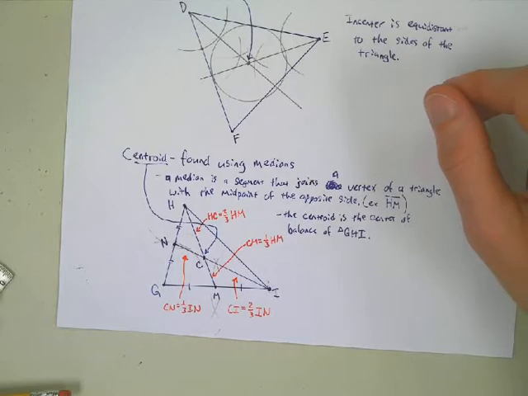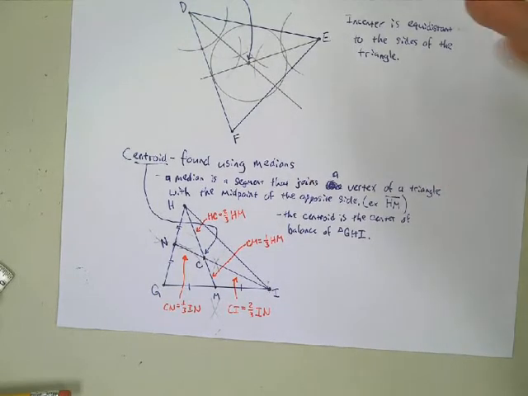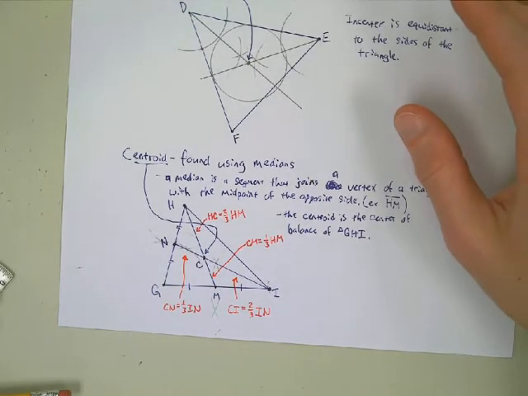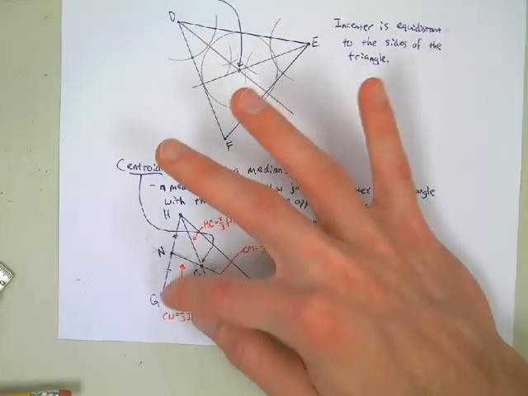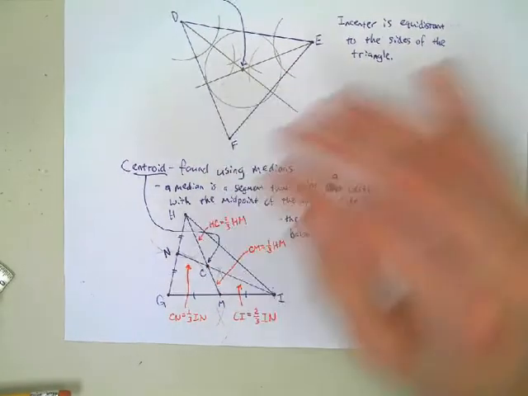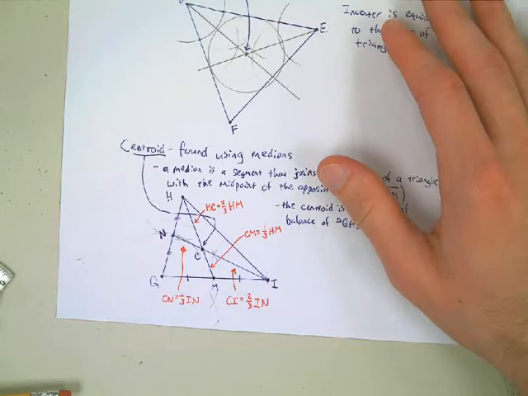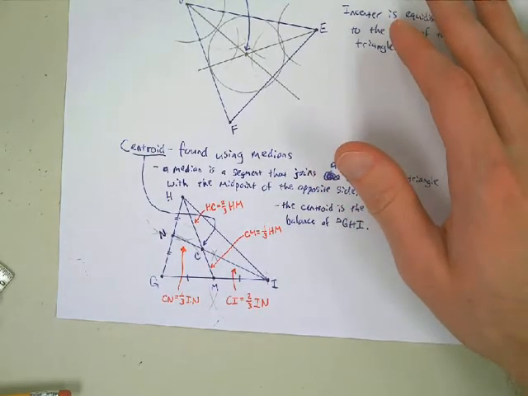There's actually a fourth special center called the orthocenter. It doesn't have any special properties. It just kind of happens. That's when you draw the altitudes of a triangle, which are the lines perpendicular to a side that go through the opposite vertex, and that creates the orthocenter. But it's not that exciting because it doesn't really have any special properties.